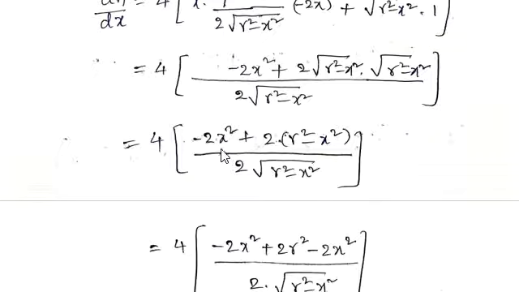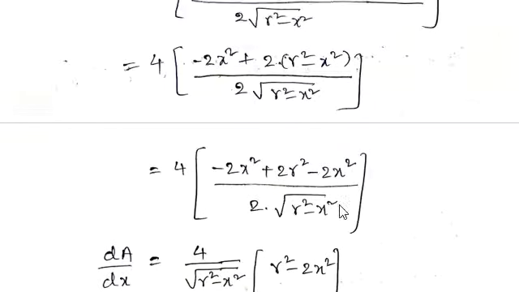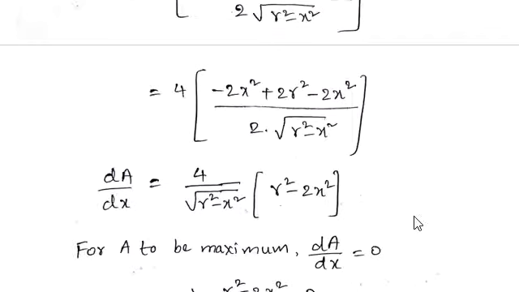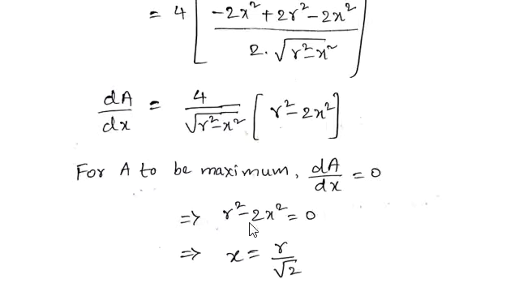Once again when you simplify in the next step, it is minus 2x square plus 2r square minus 2x square, over 2 into under root of r square minus x square. Taking 2 common here and cancelling, the remaining is r square minus x square minus x square, which you can write as r square minus 2x square, by under root of r square minus x square, and 4 is there. So this is the dA by dx value. For A to be maximum, dA by dx should be 0, so when equated to 0 we get r square.